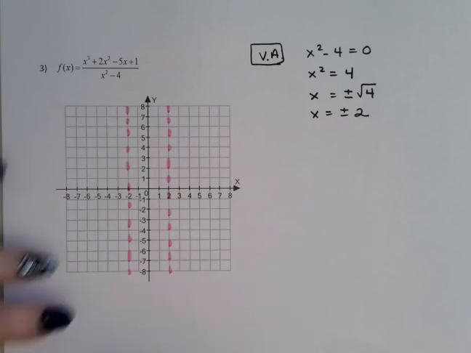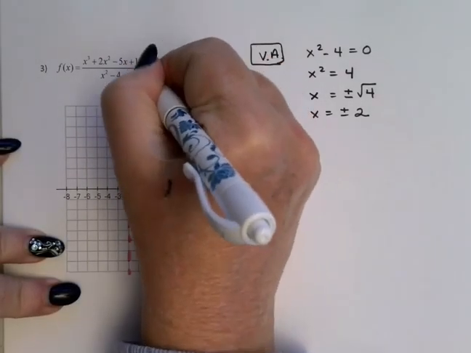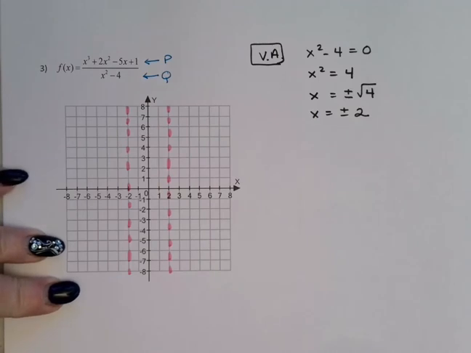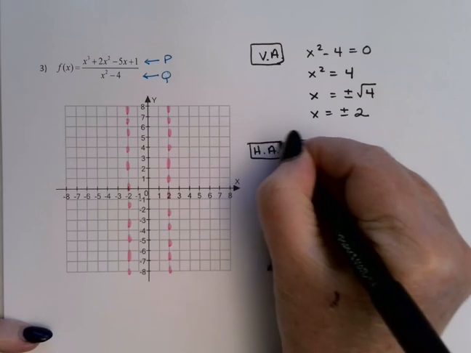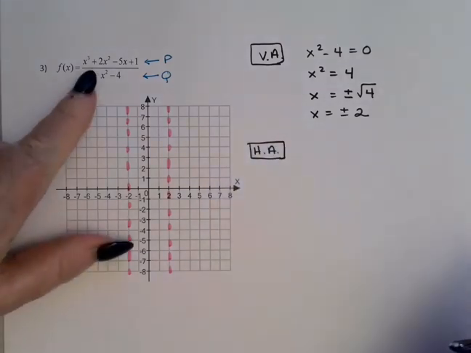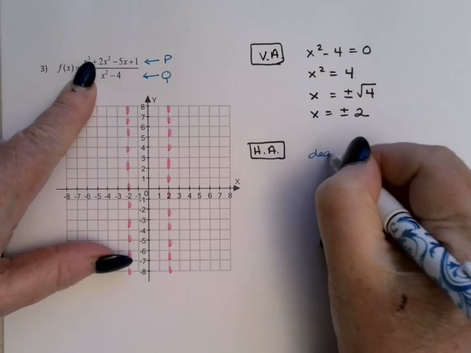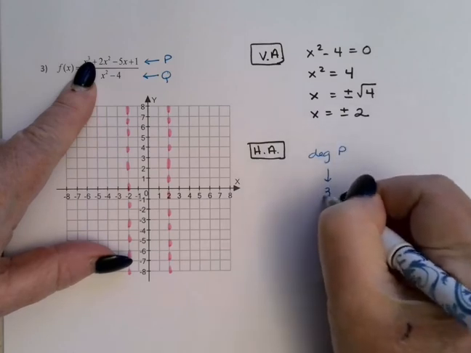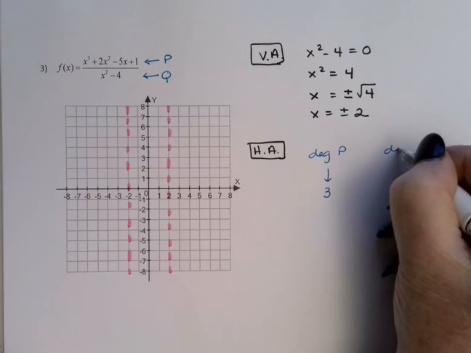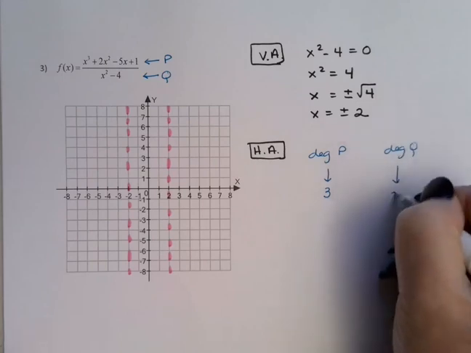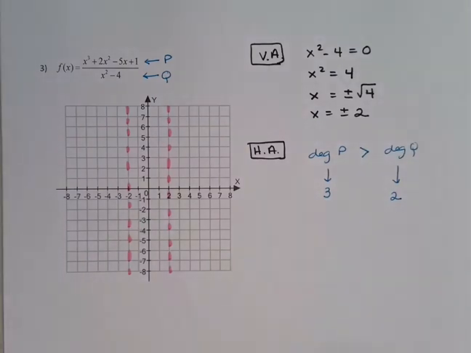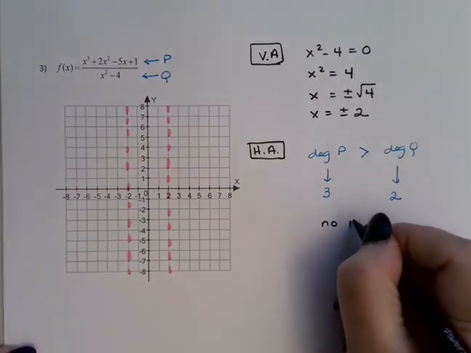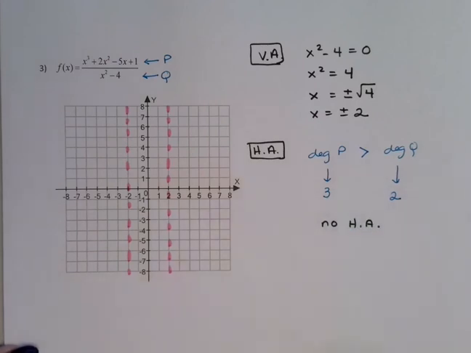All right, the degrees, numerator is always p, denominator is q. So when I'm looking for horizontal asymptotes, the degree of p is 3, and the degree of q is 2. So in this case, the degree of p is greater than the degree of q, which tells me there are no horizontal asymptotes. So that's as much as I can do by hand.